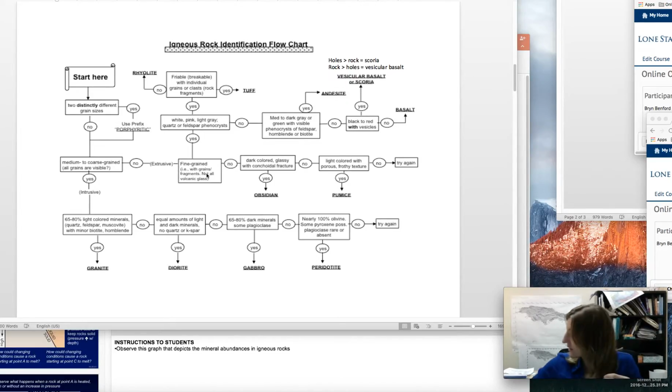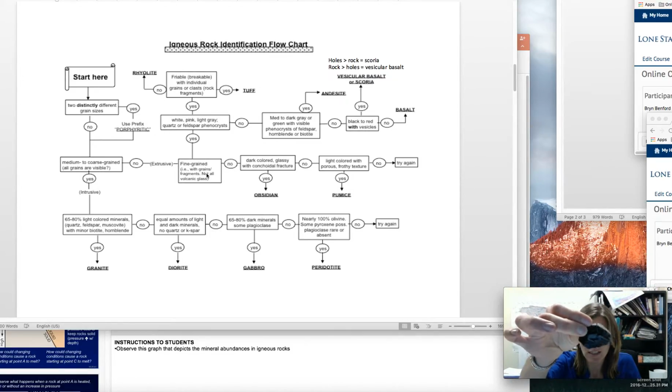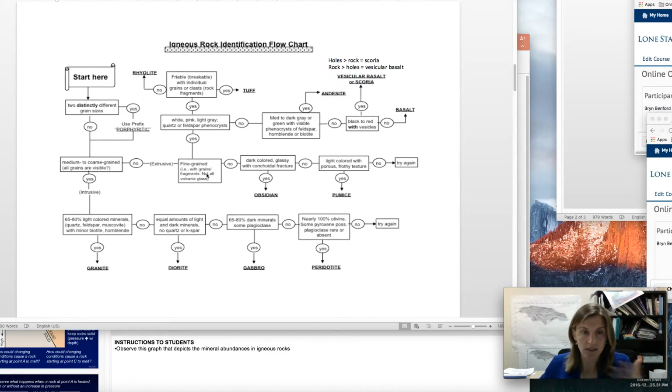If it's not fine grained, so something that looks glassy would be something like this rock, where you see how it has that shiny look? This is glassy looking. So this would not be fine grained. This would be a no because it's glassy. That's actually obsidian. So if you say fine grained, then you're moving up there and you're working through it.